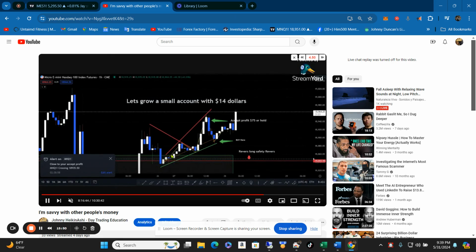Did I not call it play for play? What does this say down here for the alert? You're close to your accept profit, okay? So the profit not only was hit, but TP2 was hit too, because TP2 would have been right here in this area. But I didn't go for TP2. Why would I need to go for TP2 when I just made almost, I don't know how many, that's a lot of damn ticks. It's probably like 200 or something.